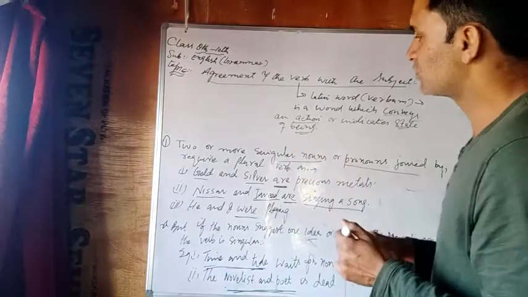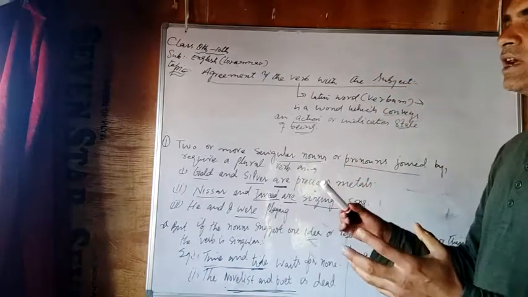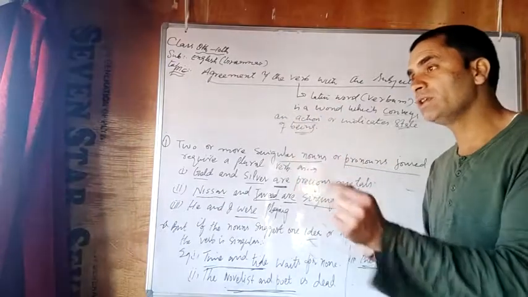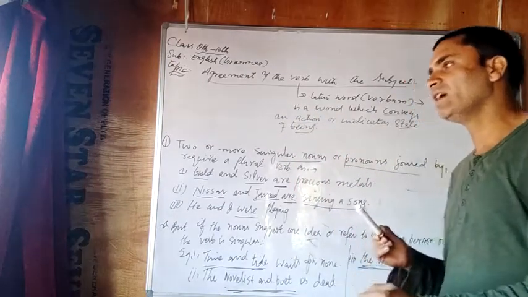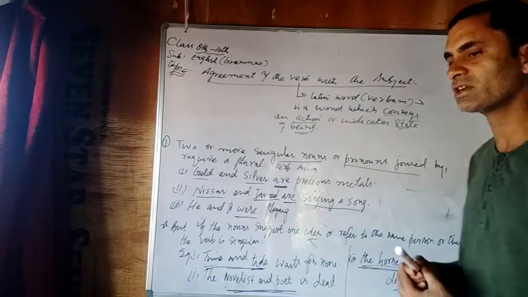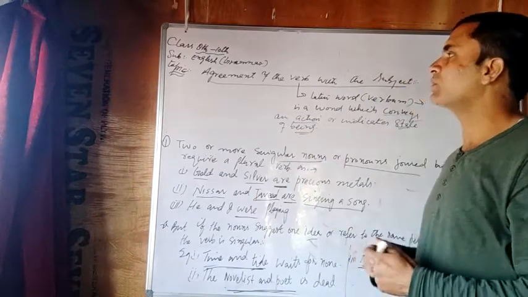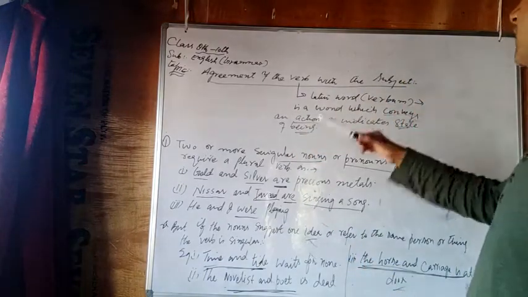So this is the first rule. When two or more singular nouns or pronouns are joined together, they require a plural verb. But if they suggest a single idea, or refer to the same person or thing, they require a singular verb. This was the first rule about the agreement of the verb with the subject.